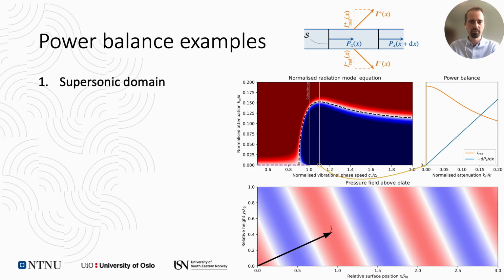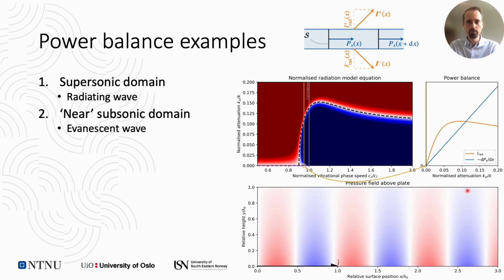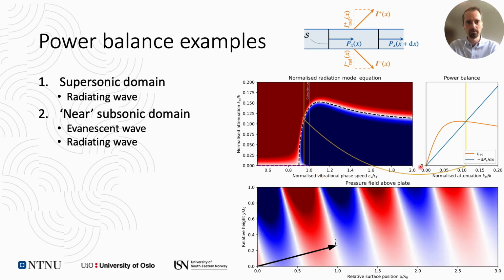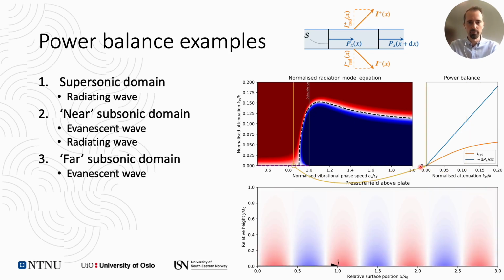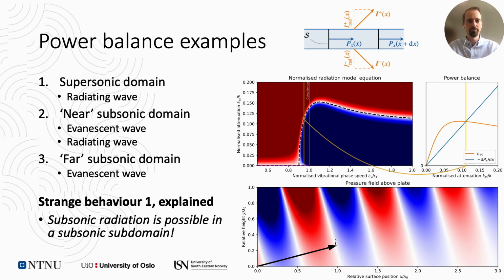Let's look at some power balance examples. In the supersonic domain, there's only one energy-conserving solution where the radiated power balances the vibration's power loss. This solution is a radiated wave. Just below coincidence, there are two energy-conserving solutions. There's an evanescent wave and a radiating wave. Further down below coincidence, there's only one valid solution, namely the evanescent wave. Now this explains the first strange behavior that we identified. Taking the attenuation of the vibration properly into account shows that energy-conserving subsonic radiation is possible.